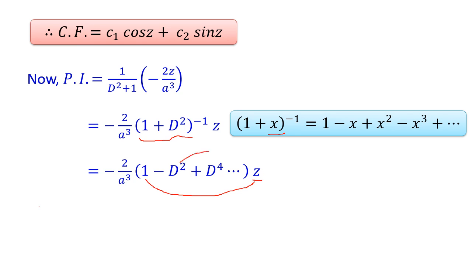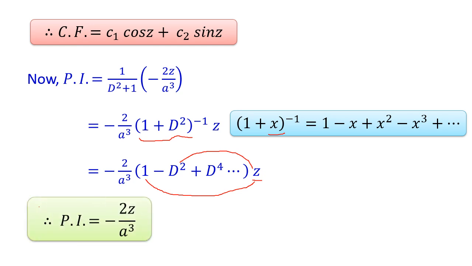But what is D square into z? D means d by dz. D square means d square by dz square. Therefore, D square of z means d square by dz square of z. That means second order derivative of z. First order derivative of z is 1 and second order derivative of z is 0. Therefore, D square of z is 0. Similarly, D power 4 of z is 0, plus etc. Therefore, we get particular integral is equal to minus 2z by a cube.